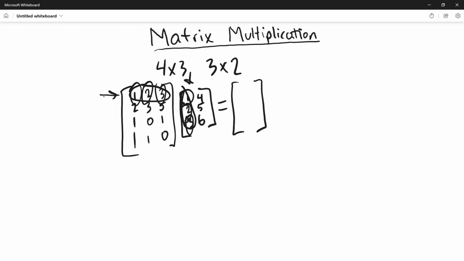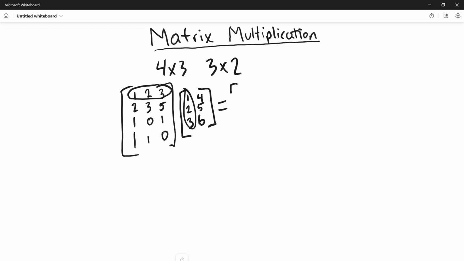Okay, so I know that can be confusing, so I'm going to show you here what I mean. We're going to start with the first row and the first column. It's got 1 times 1 is 1, plus 2 times 2, which is 4, plus 3 times 3, which is 9. And all that equals 14.